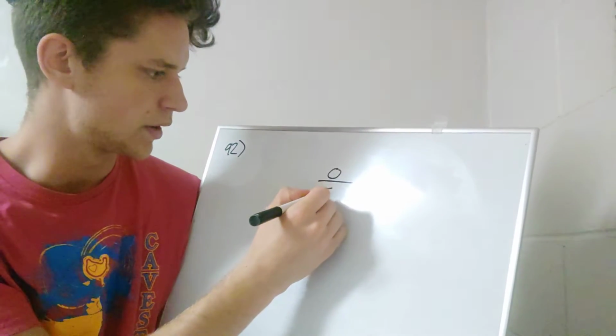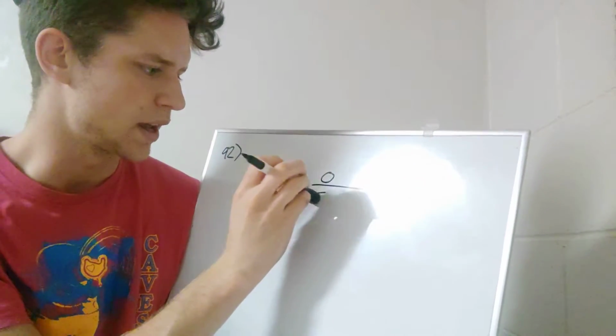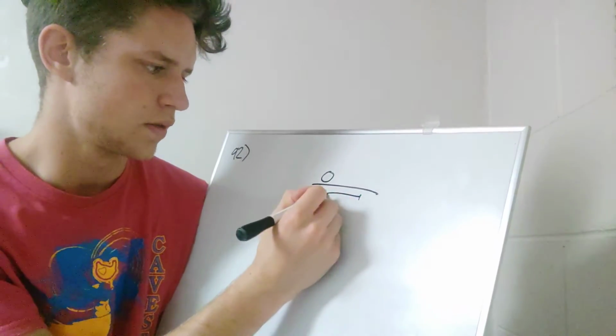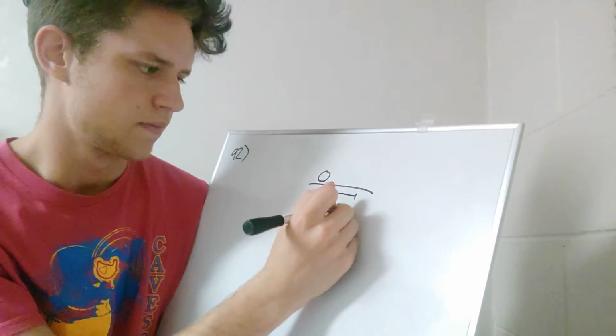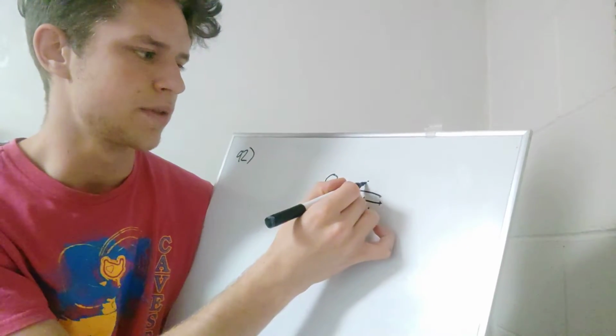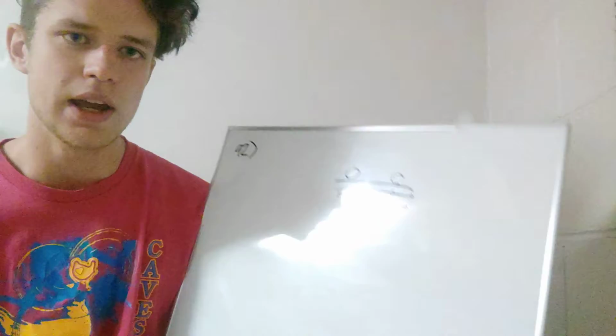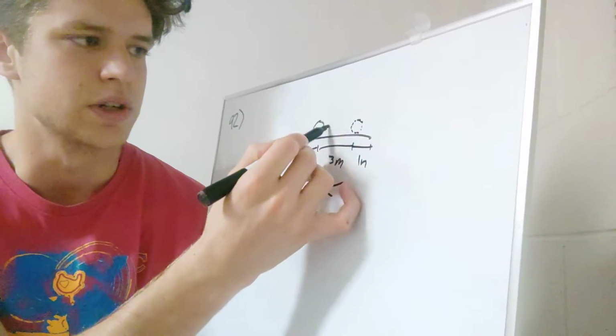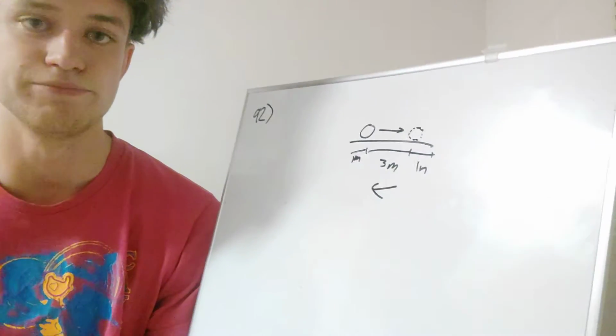And they're 1 meter from the edge. 1 meter. And then there's 3 meters. And then there's 1 more meter. And then they end up over here. And it wants us to figure out how far the boat moves over as she moves the opposite direction.